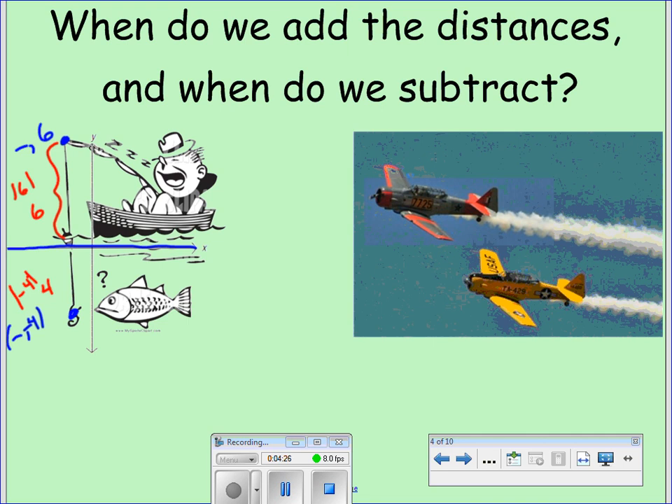So to find the total distance, I have to add them together. So 6 plus 4 is 10. Because I crossed over an axis, I have to add them together. If you want to think of crossing over the axis as a plus sign, it reminds you to add the distances. So from the point to the axis, and then the axis to the other point, you have to add those two distances together.